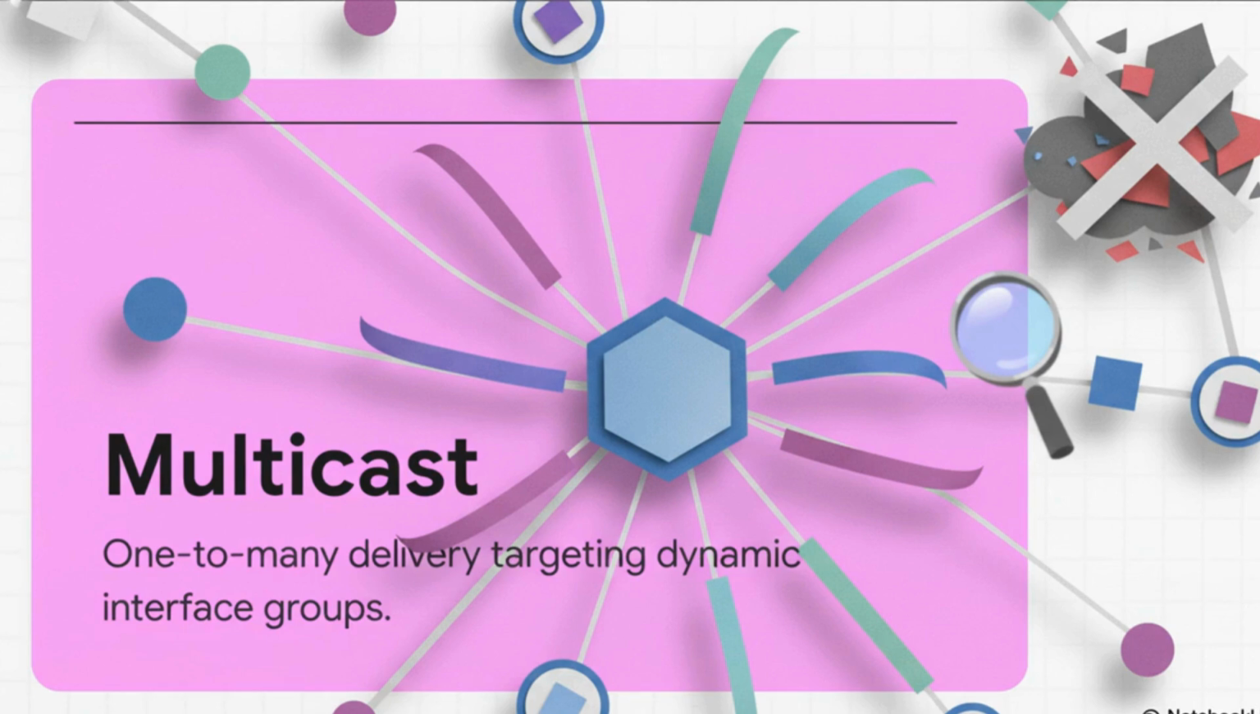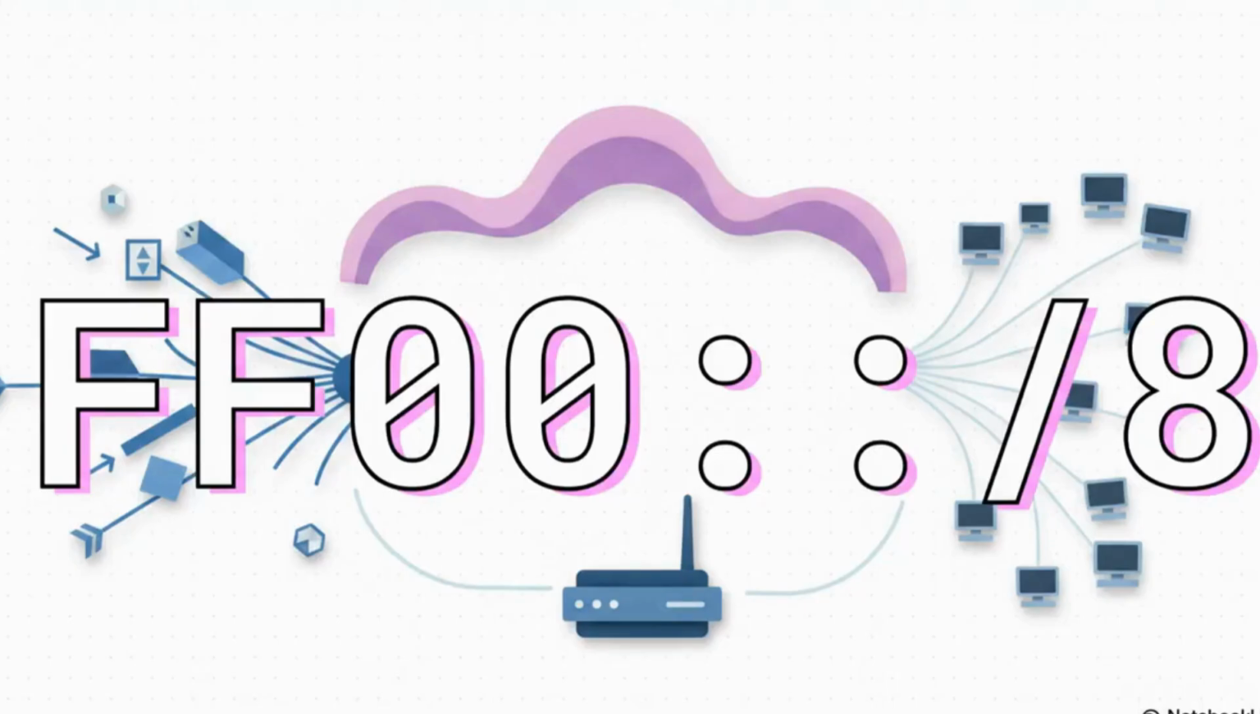This quiet, targeted delivery mechanism is exactly why the chaotic broadcast storms of the IPv4 days are entirely eliminated in IPv6 architectures. A single packet is sent out, and the network infrastructure efficiently duplicates it only down the specific paths where subscribed listeners actually exist. Talk about saving immense amounts of bandwidth and endpoint CPU cycles.